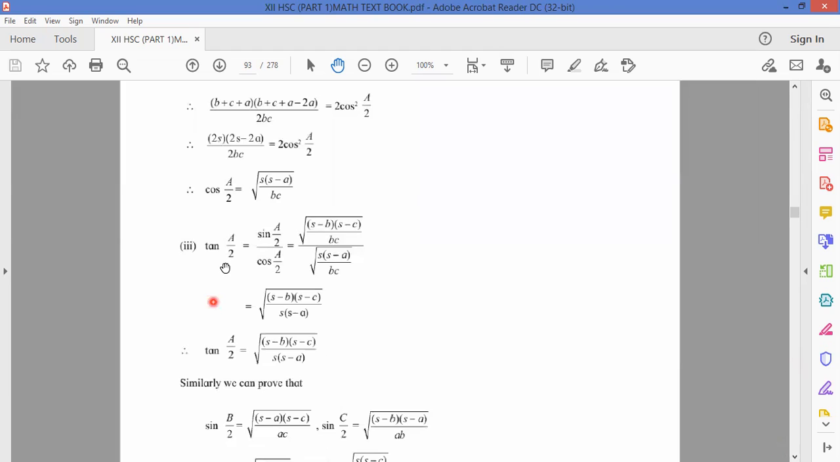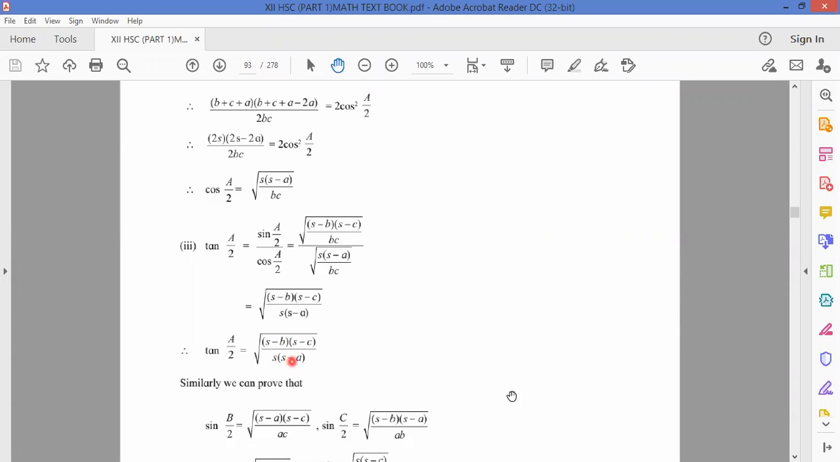Once this is done, tan expansion is the easiest because tan is not derived. It is taken as a ratio of sine a by 2 by cos a by 2. So sine a by 2 is square root of s minus b, s minus c upon bc. Cos a by 2 is square root of s minus a upon bc. Bc will get cancelled. So what we are left with is the ratio, which is the formula of tan a by 2, that is root of s minus b, s minus c upon s minus a.